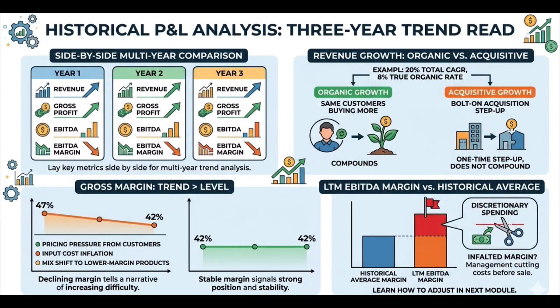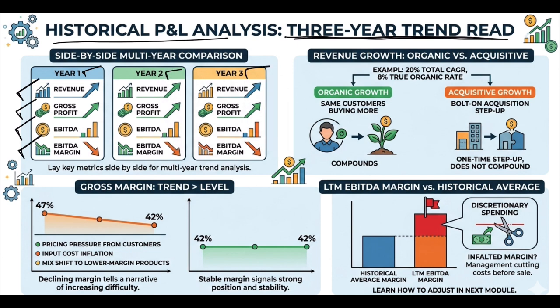Once you have the historical P&L in front of you, your analysis starts with a 3-year trend read, not a point-in-time snapshot. Pull revenue, gross profit, EBITDA, and EBITDA margin for each year and lay them side by side.